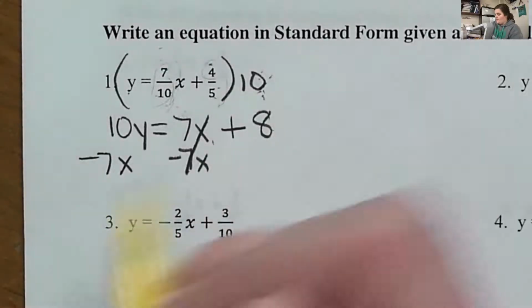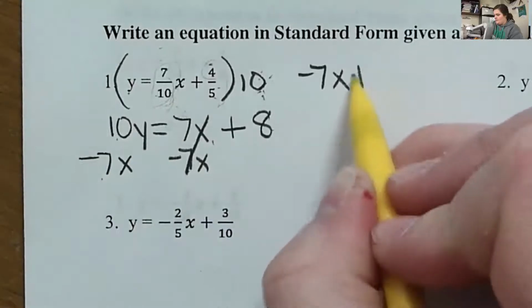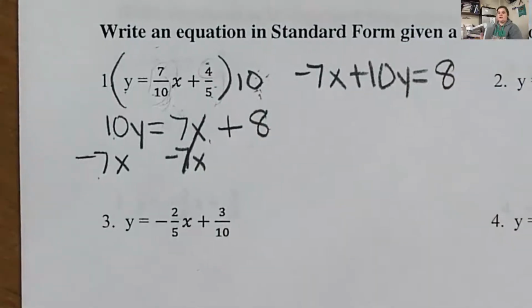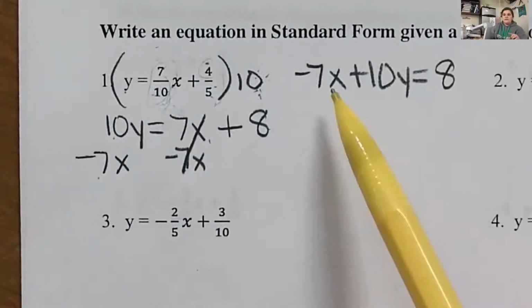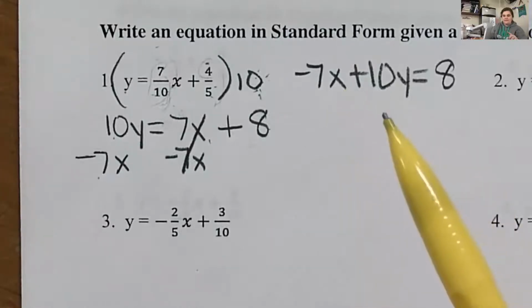So now I have, and I'm going to write the x first, negative 7x plus 10y, because I can't put those together, equals 8. So I'm on the right track. I got my x's and y's on one side. I don't have any fractions. But now that one last stipulation, x has to be positive. Unfortunately, it's negative right now. So if I wanted to make that a positive, I could think of it two different ways.